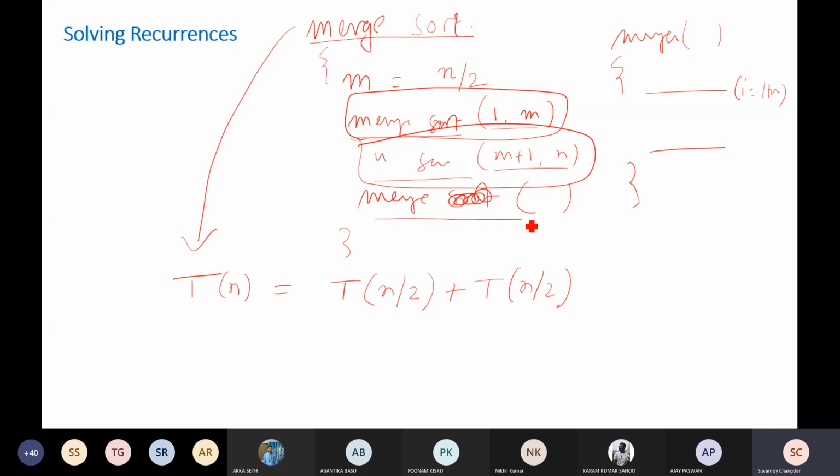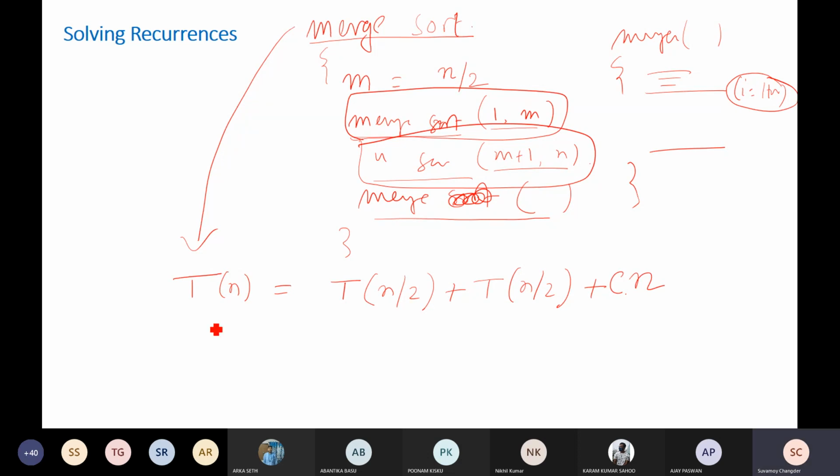And if you calculate the time complexity of merge by using the RAM, that is the random access machine model, you will find that there are n number of executions and some assignment values. So it is a polynomial of n, so we can write n only. For simplicity, you can write some constant times n also, no problem.